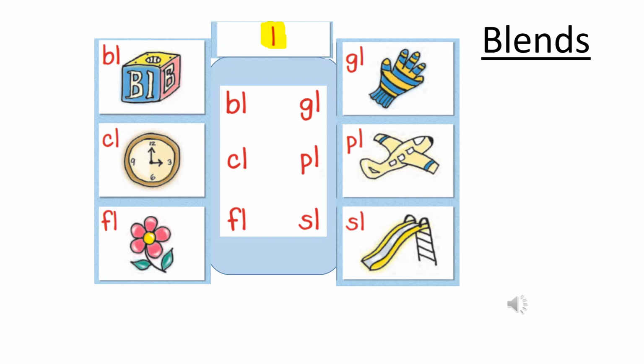GL, glove. PL, plane. SL, slide. So this is a page of 6 L blends: block, clock, flower, glove, plane, slide. Let's look at some more.